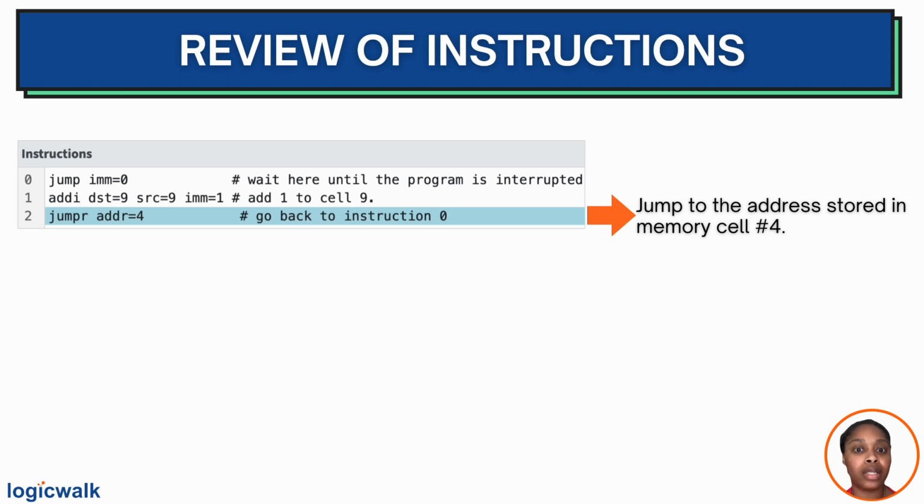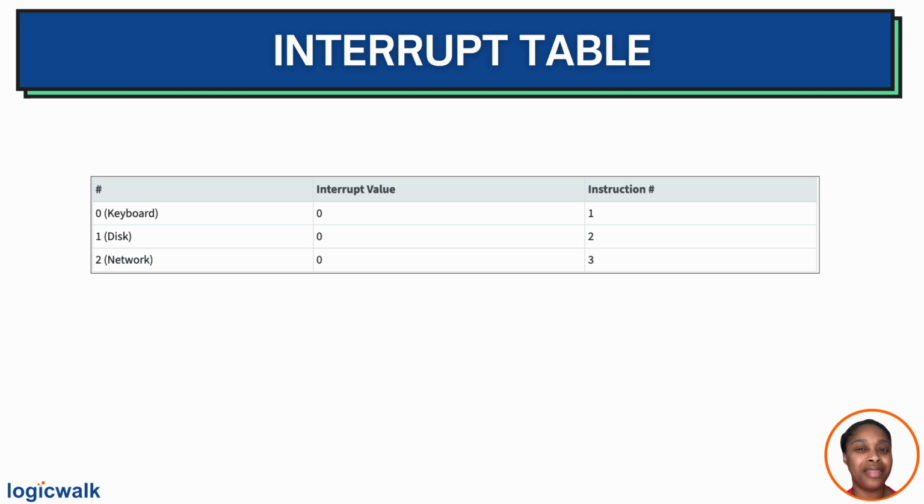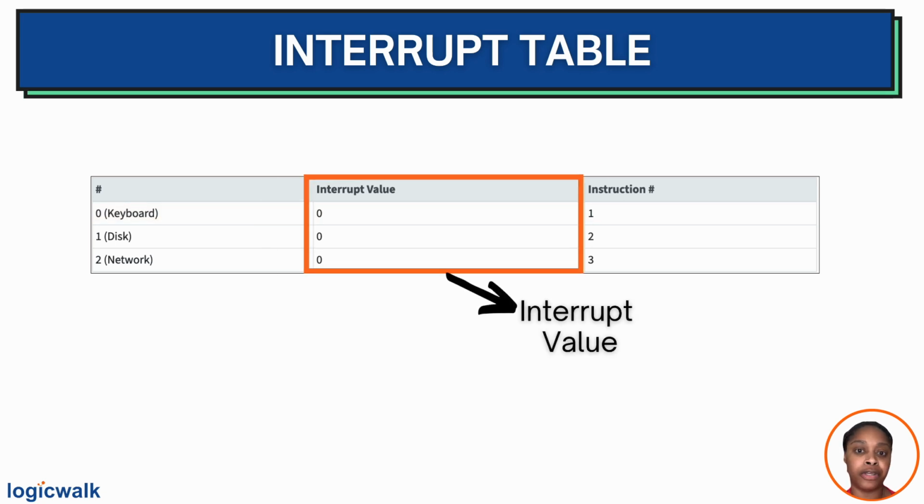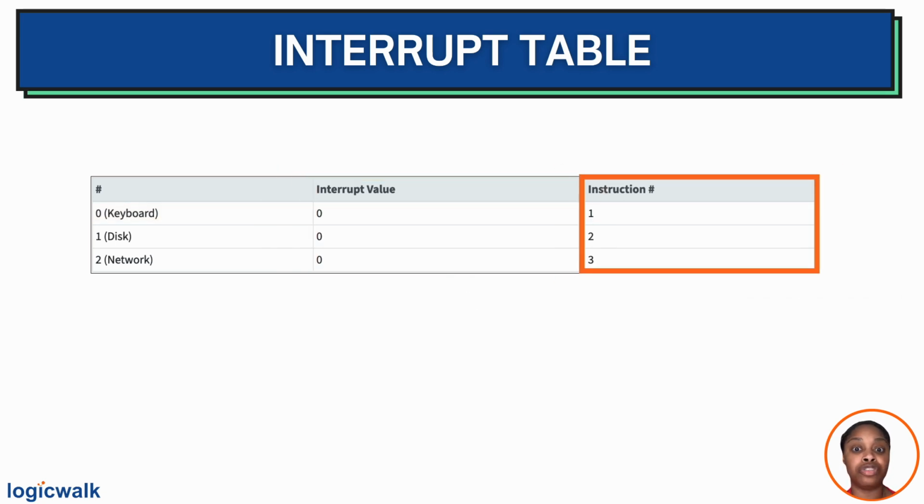Now let's take a quick look at the interrupt table. In this lesson, we're focusing only on the first row, row 0, which is triggered by the keyboard. The second column displays the interrupt value, and the third column shows the instruction that the computer executes when it's interrupted.